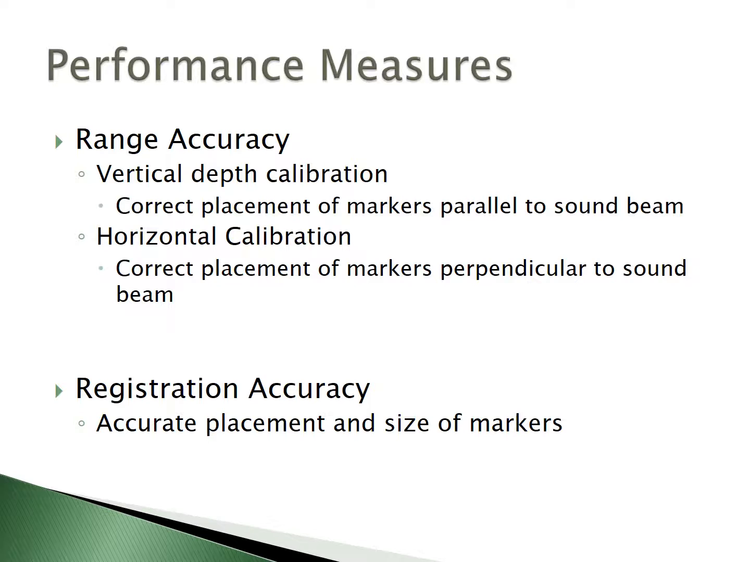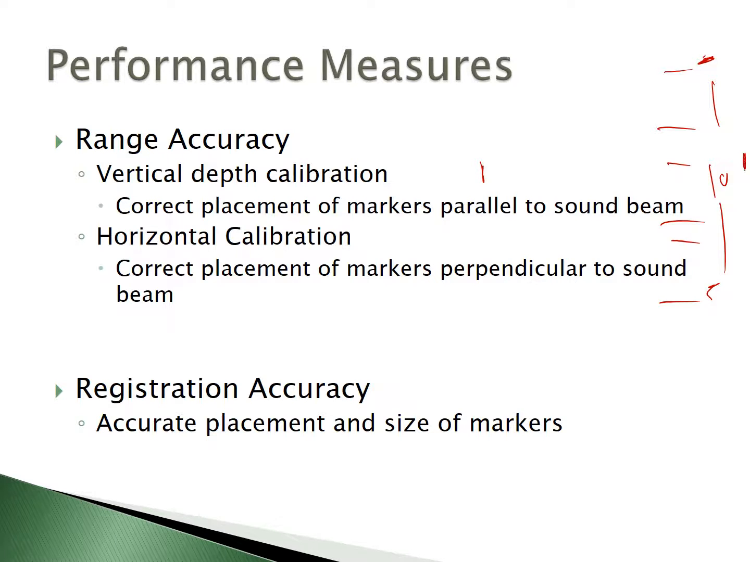Another performance measure that we'll be looking at is range accuracy. And with this, there's going to be pins that are set at vertical depths, and on our map it'll say that the measurement from the first one to the bottom one should be 10 centimeters. And if we're not getting that, then we need to calibrate our machine differently.